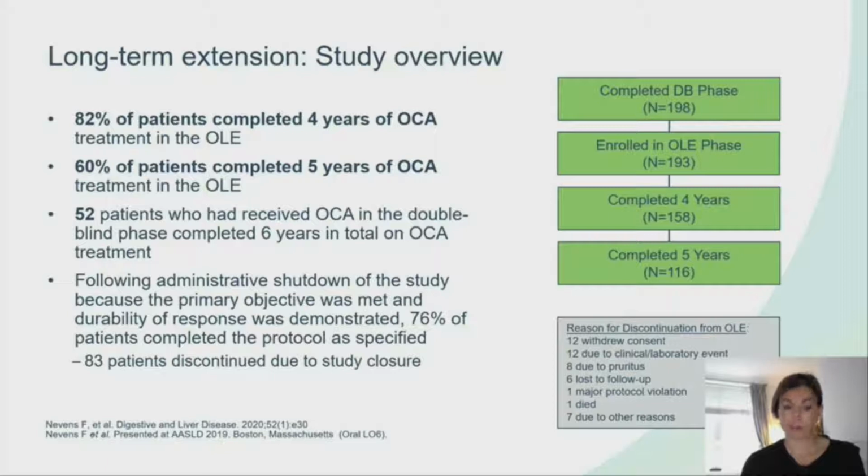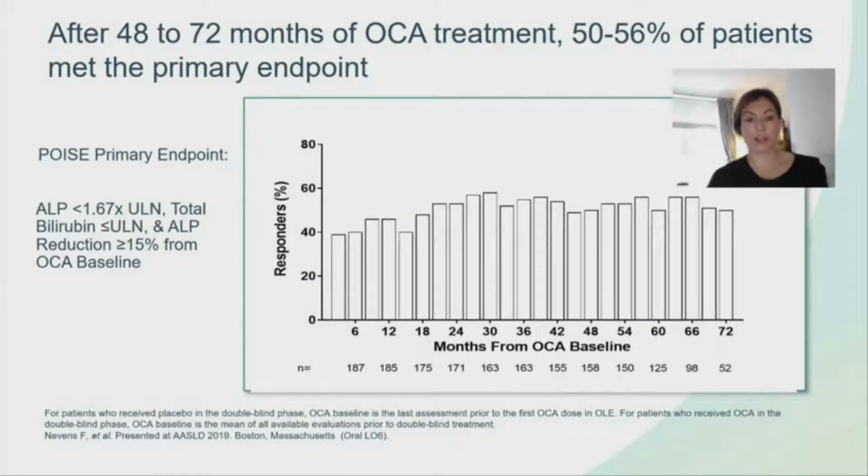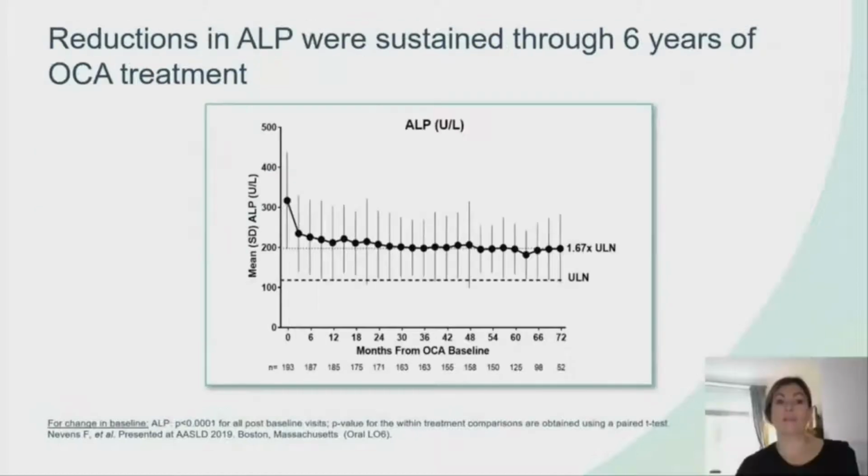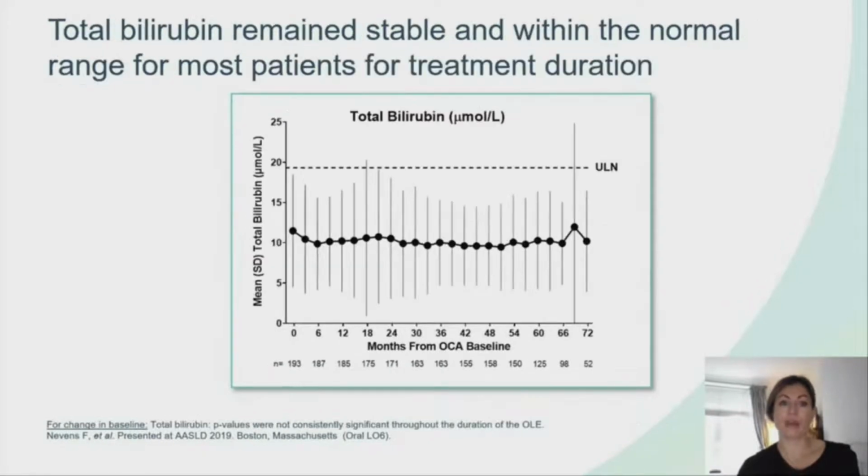Following the administrative shutdown of the study, because the primary endpoint was met and the durability of response was demonstrated, 76% of patients completed the protocol as specified. What the long-term extension study demonstrated was that after 48 to 72 months of obeticholic acid treatment, 50 to 56% of patients met the primary endpoint, demonstrating that reductions in ALP were sustained throughout the 6 years of Acalava treatment, and that the total bilirubin remained stable and within the normal range for most patients for the treatment duration.